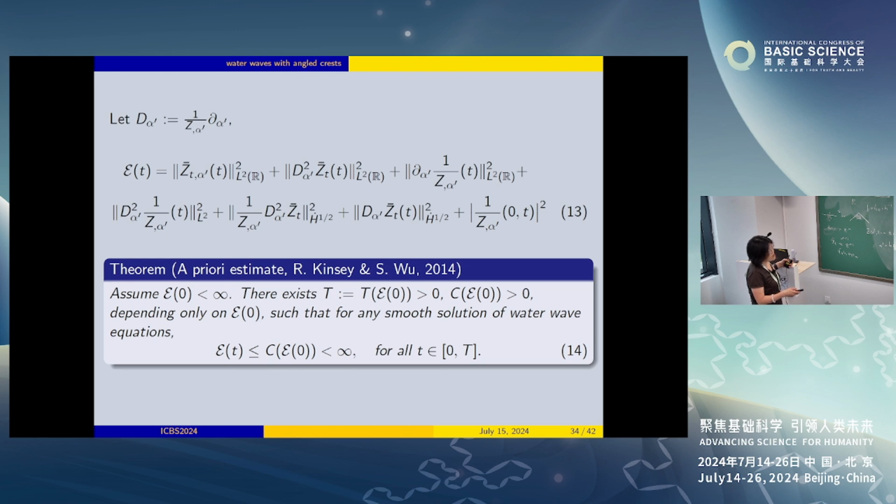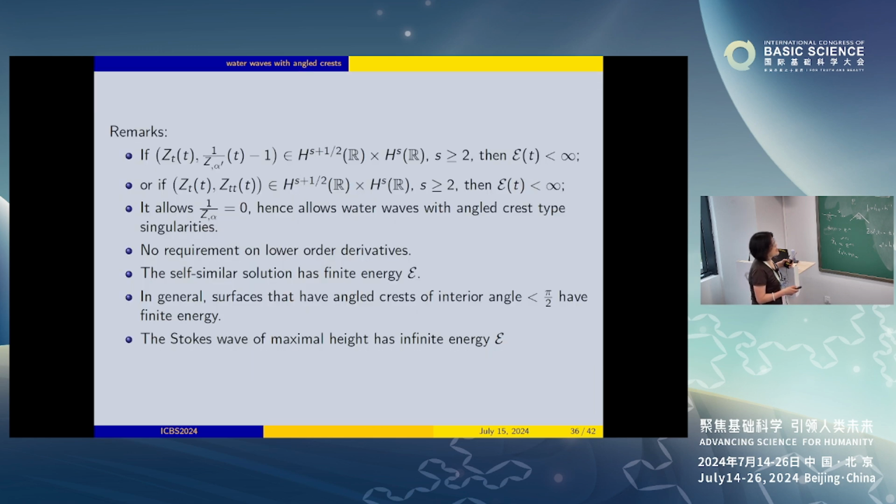So it does allow 1 over Z alpha to be 0, because if 1 over Z alpha is 0, it's completely fine, it can still be finite. But of course, if 1 over Z alpha is not 0, it's also fine, right? So it does include all the Sobolev data like usual. Okay, so all we need is these two are in Sobolev. So if all this is in L2, it allows the angle crest.